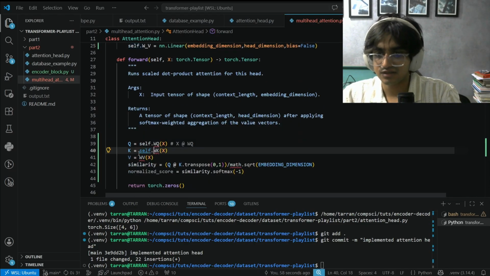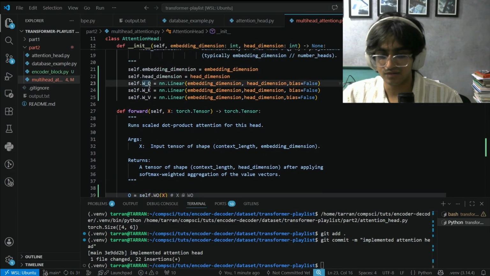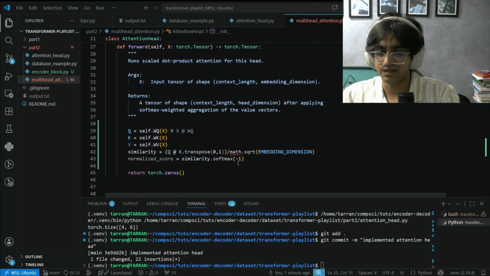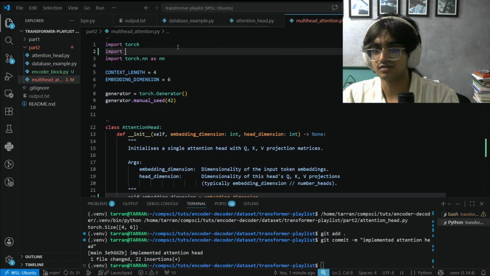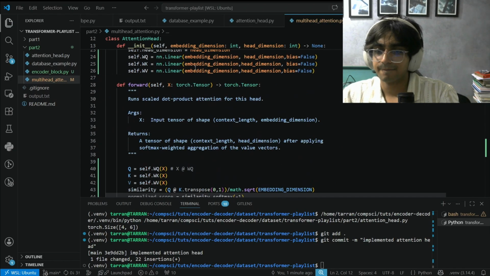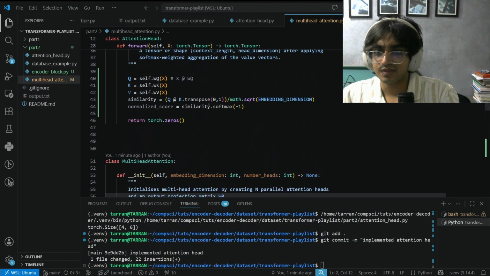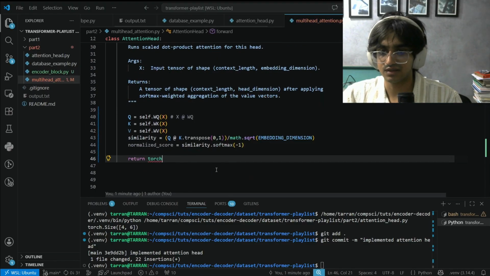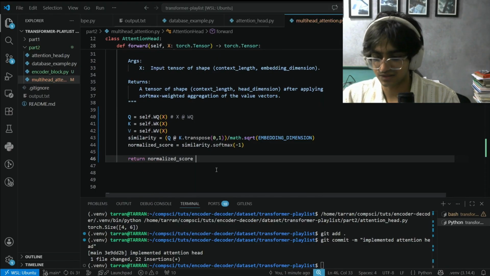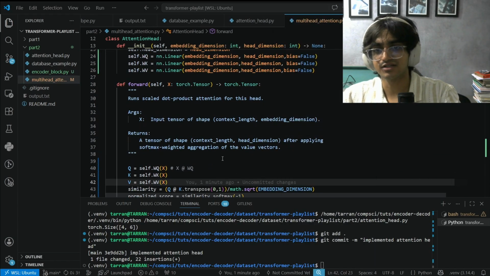I'm going to name it self and self. And I'm just going to remove this. There we go. Now there shouldn't be any issue. Oh, need to import math as well. Let's import math. There we go. And for our forward pass, we just return our normalized code @ v. That's the output of our attention head.